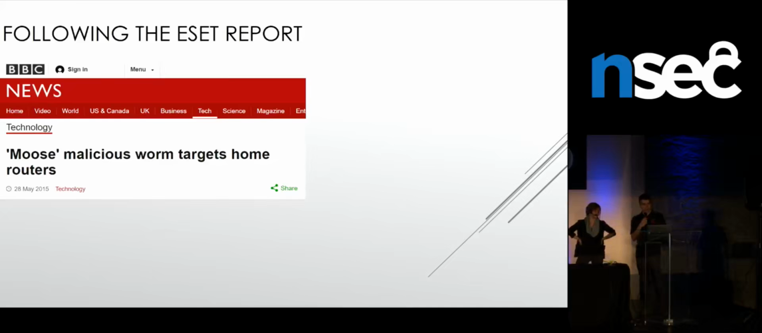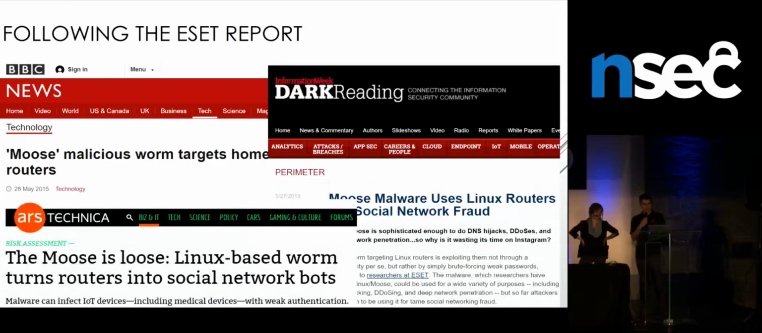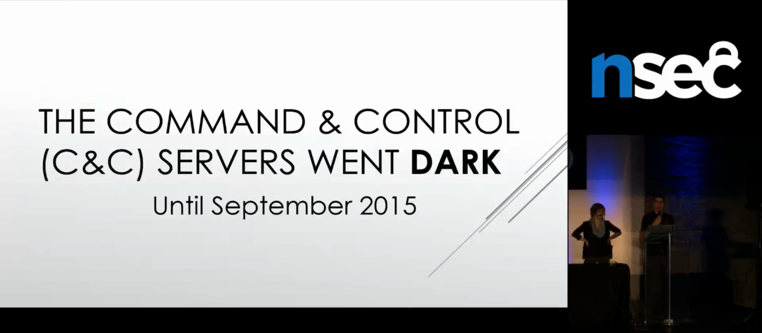Following ESET's report, we got some coverage: BBC, Dark Reading, Ars Technica, pretty cool coverage. But then at some point, because of the media attention, the command and control server went dark. The malware sample had IP addresses hard-coded, packed as integers inside the binary file, so they couldn't change something in their infrastructure and have new servers hosted elsewhere. So attention forced them to shut it down.